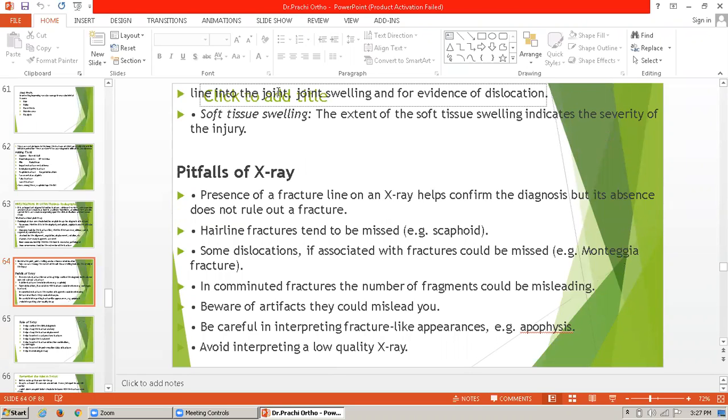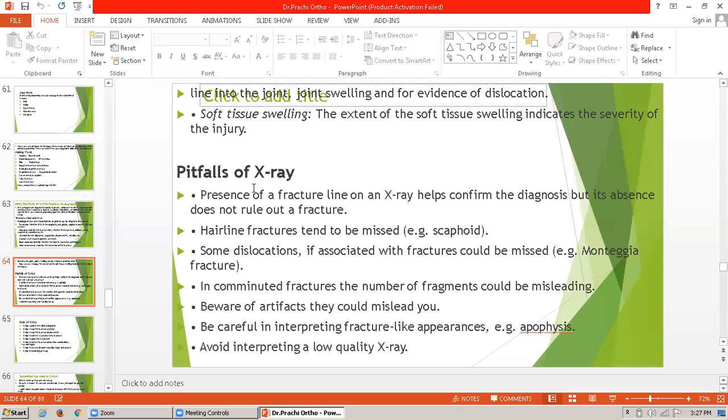Then look for lines into the joint, swelling, and evidence of dislocation, which is also important, along with the soft tissue swelling. The extent of soft tissue swelling indicates the severity of the injury. So soft tissue swelling is also an important sign which indicates the severity of the injury.